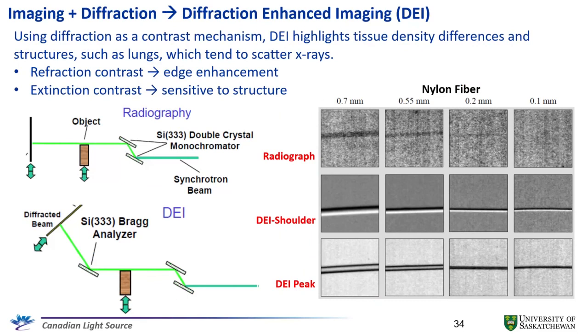Combining imaging with diffraction, there's also so-called diffraction enhanced imaging. For regular imaging, we have the beam coming in and you scan the sample. This is just like a medical image. For diffraction enhanced imaging, we put another analyzer after the sample, so that you collect the diffracted beam, and then it can enhance the resolution and the contrast considerably.